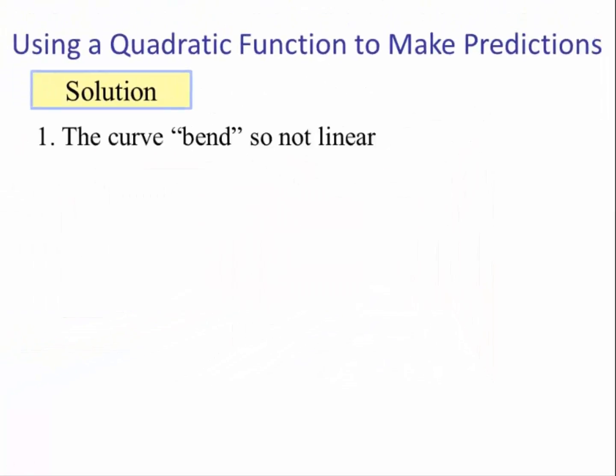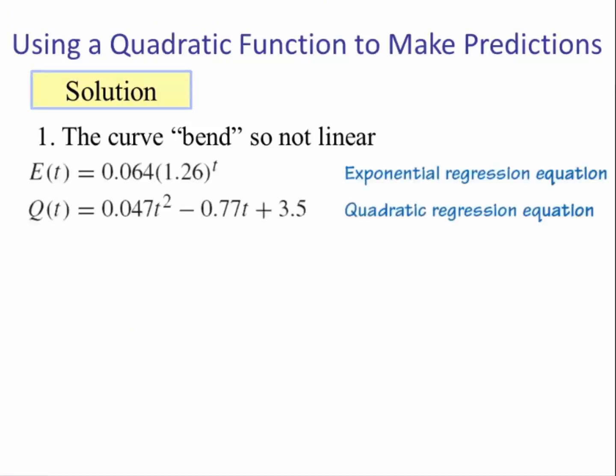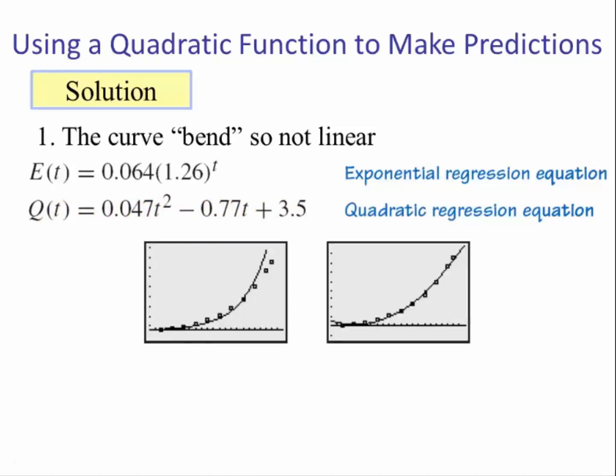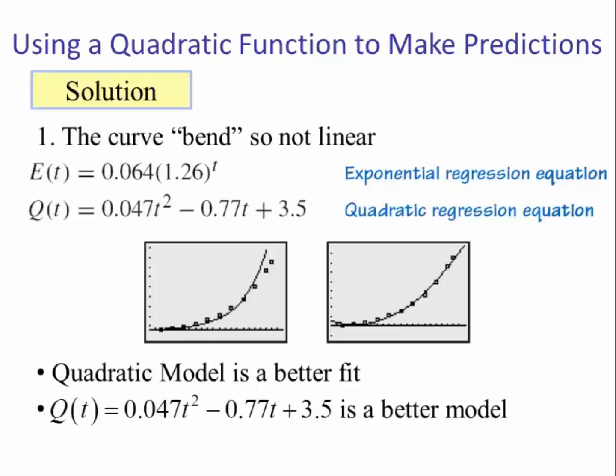So since there is a bend, the linear is not a good model. The exponential model is this one, the quadratic model is this one, and by both r squared and the picture, the quadratic model is a better fit. So that's the one that we're going to use. So we say Q of t equals 0.047 t squared minus 0.77 t plus 3.5 is the model for this situation.